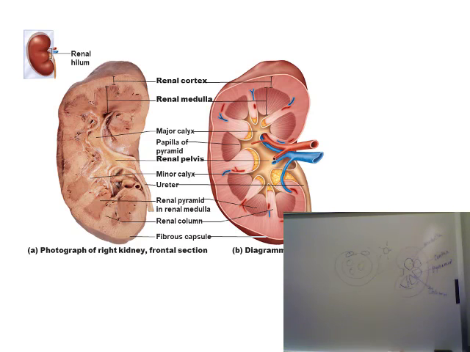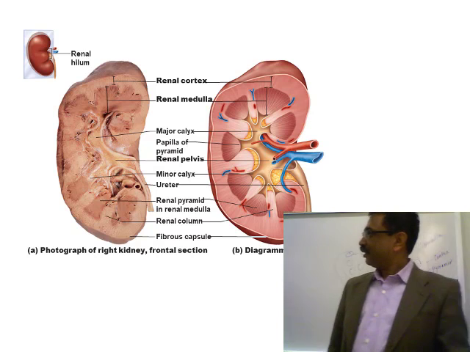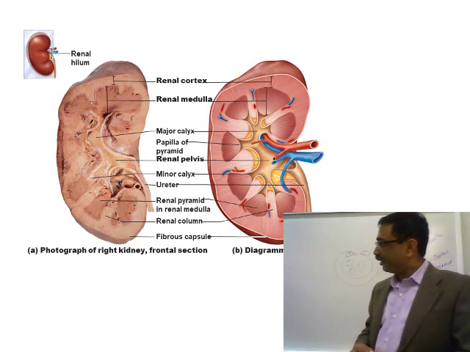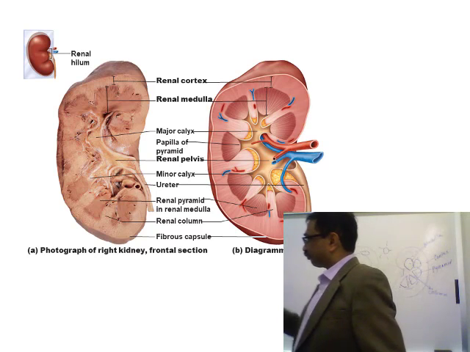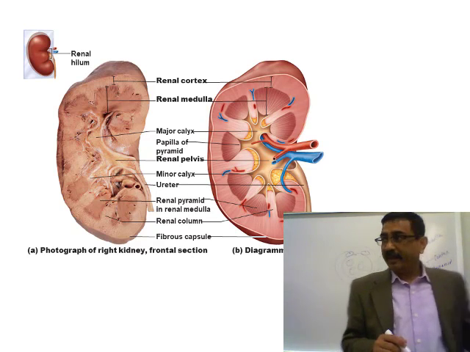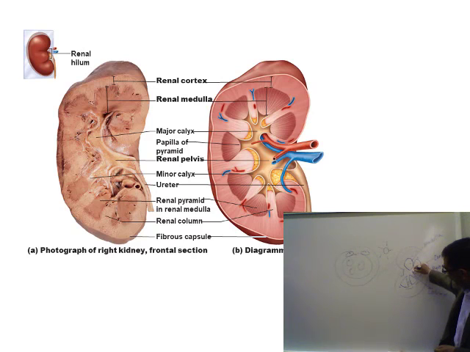So in between the pyramids, those structures are called the columns. And the pointed end of the pyramid is facing inwards. So you see these are the pointed ends of the pyramids facing inwards, and these pointed ends are called papilla. So this area is called the renal papilla.